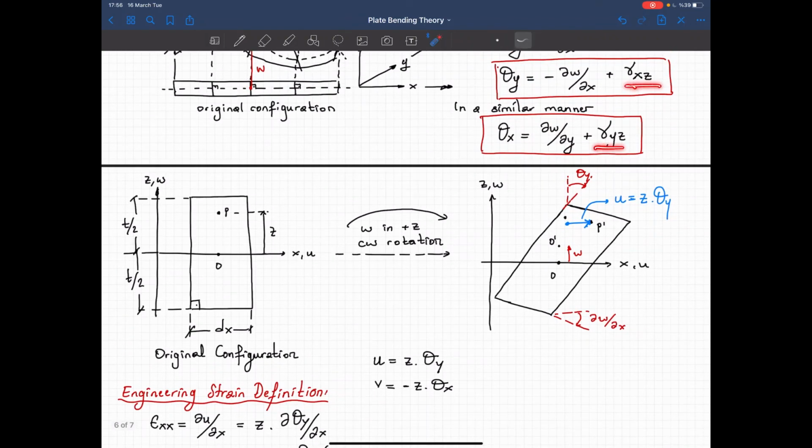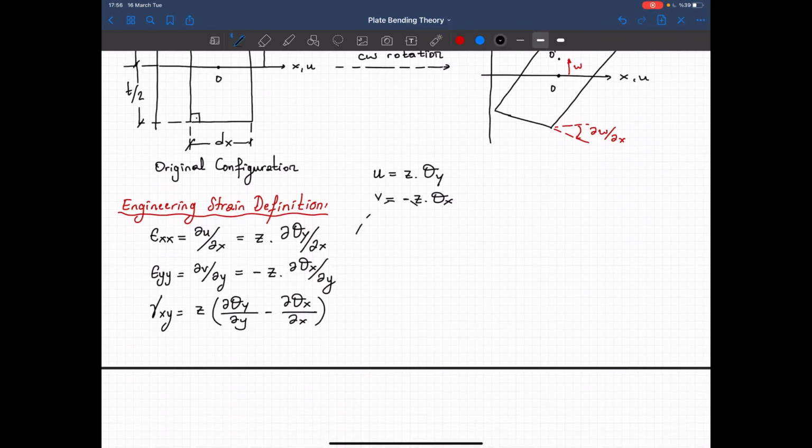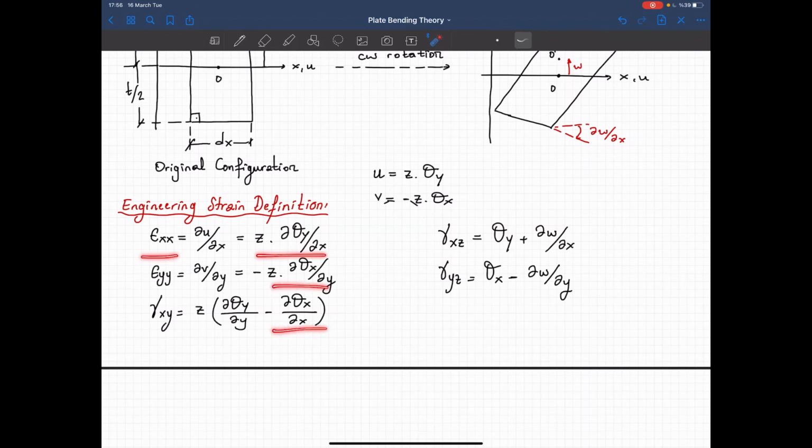They are here. So let's write it down. Gamma xz is equal to theta y plus del v over del x, and gamma yz is equal to theta x minus del w over del y. Okay, so these are the strain displacement relationship.